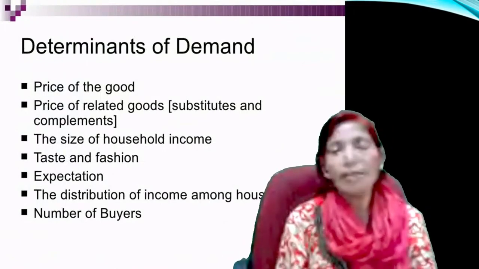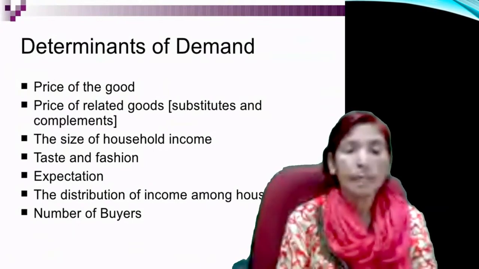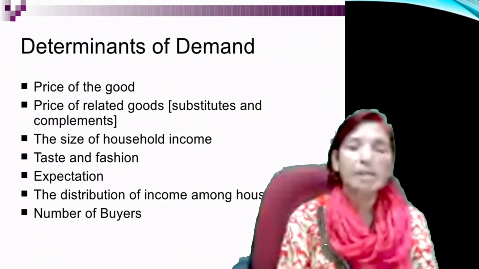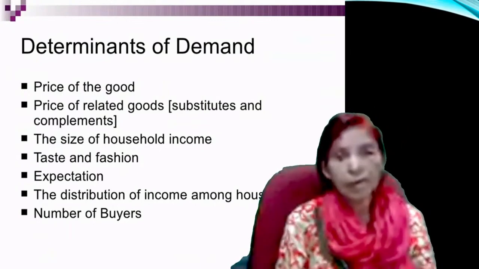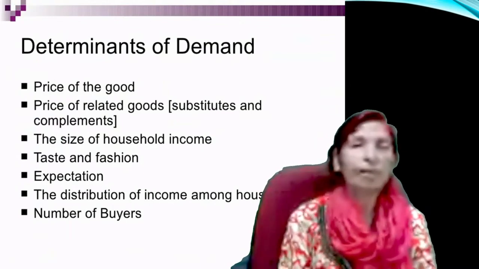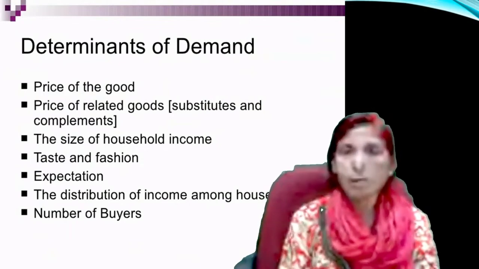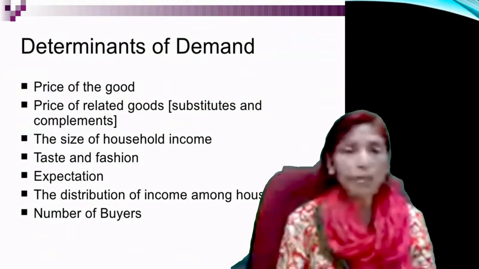Next, what are the determinants of demand? What factors affect demand? You know that demand mainly depends upon the price of the commodity. When price rises, demand falls, and when price falls, demand rises. Demand is also affected by some other factors. For example, the price of related goods. In related goods, we include two types of goods: one is substitutable and the other is complementary.